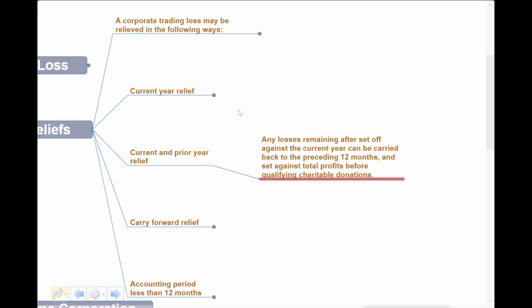Okay, so what is this current and prior year relief against? Again, total profits before QCDs. You'll see that within number 1, current year relief, and number 2, current and prior year, we could end up with a situation where we waste QCDs. In other words, we offset an adjusted trading loss against other profits, and we end up not being able to deduct our QCDs. They're lost, they're wasted. A little bit like the personal allowance for individuals. If you offset a loss, if the personal allowance was covering income, you may be left with a personal allowance that isn't used. So QCDs for companies are not dissimilar.